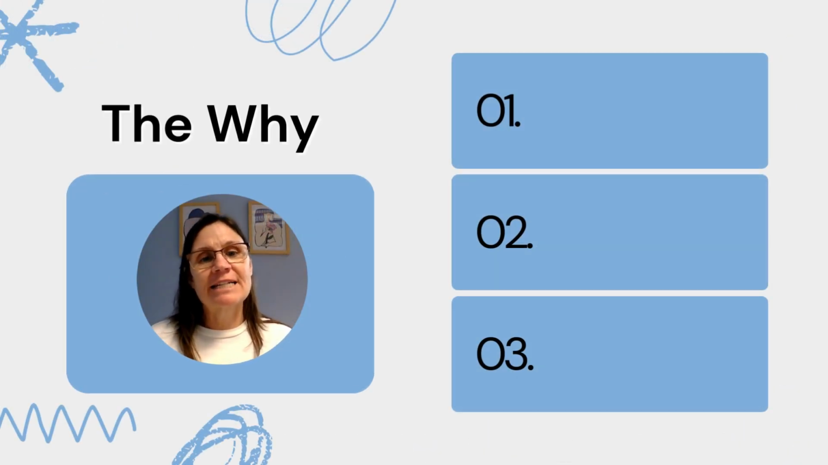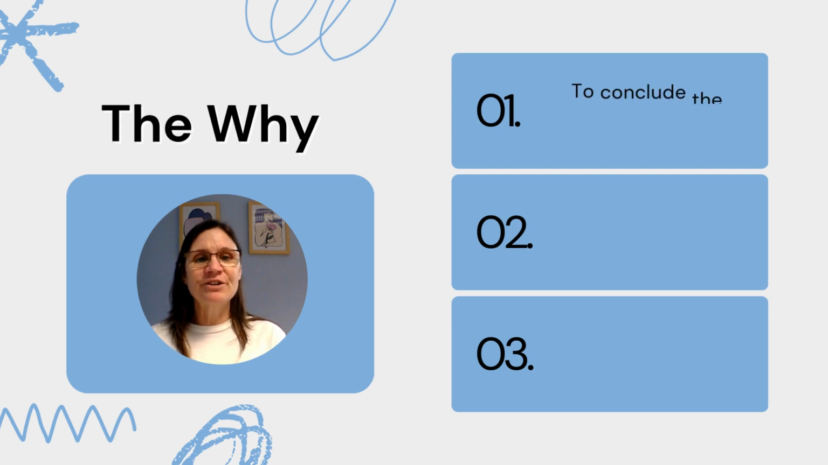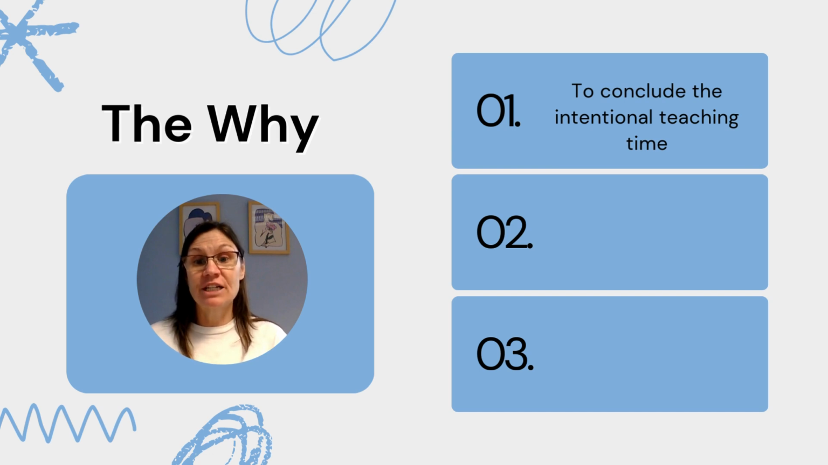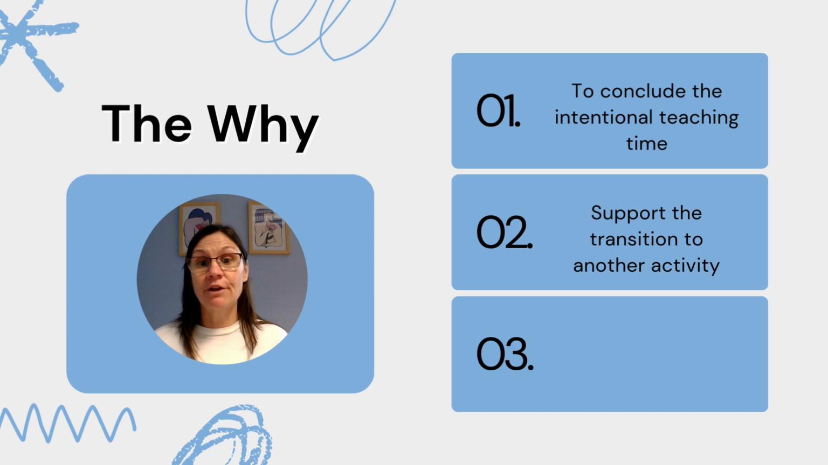Why do we want to conclude an activity? To conclude the intentional teaching time. So if you're doing an intentional teaching moment of painting, for instance, when you're finished, you will go and you will hang up your painting. That concludes the intentional, but it allows the children to have an open-endedness of that activity. It supports the transition from one activity to another. If this is a timed activity, it is that, okay, we are now finished. It's time to transition to something else. And please tell me about whatever it is the child created.